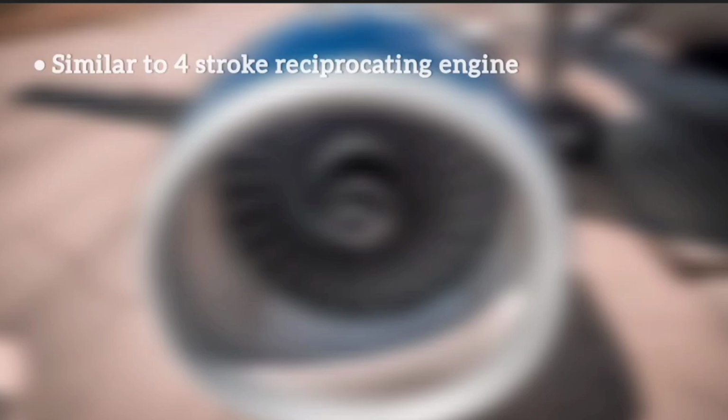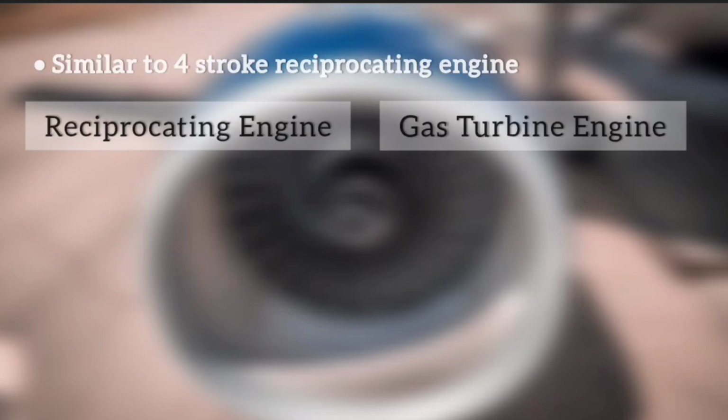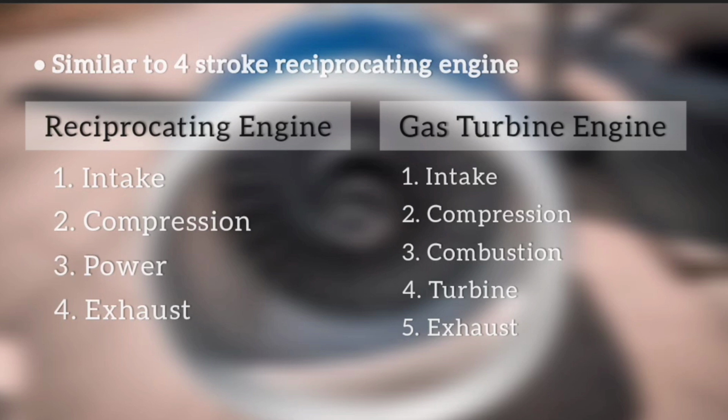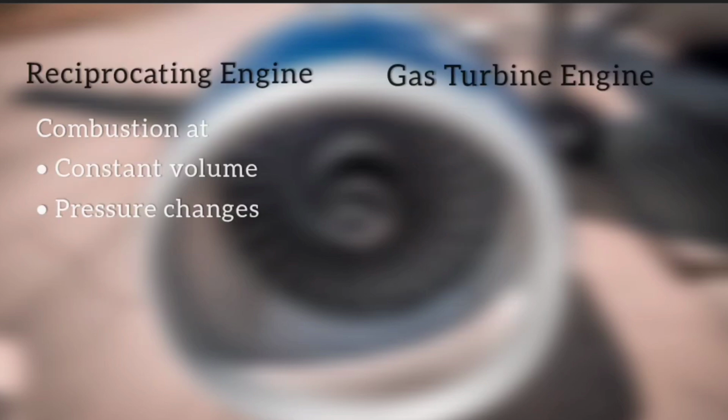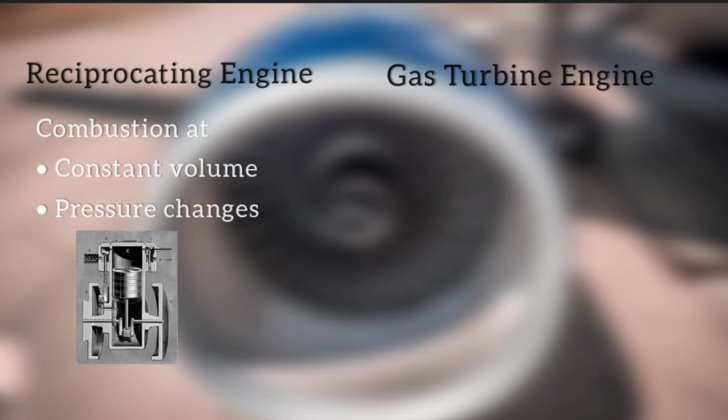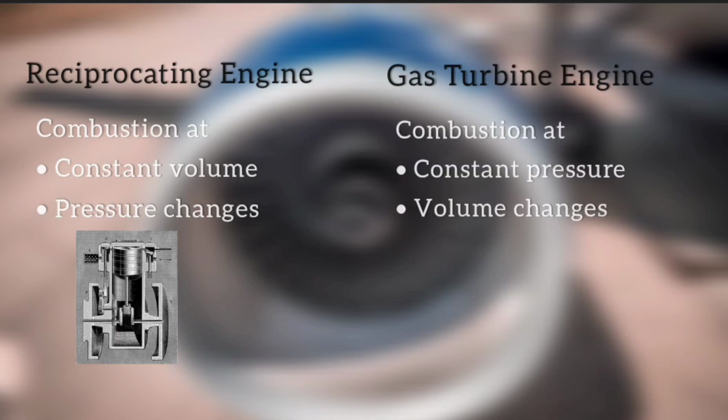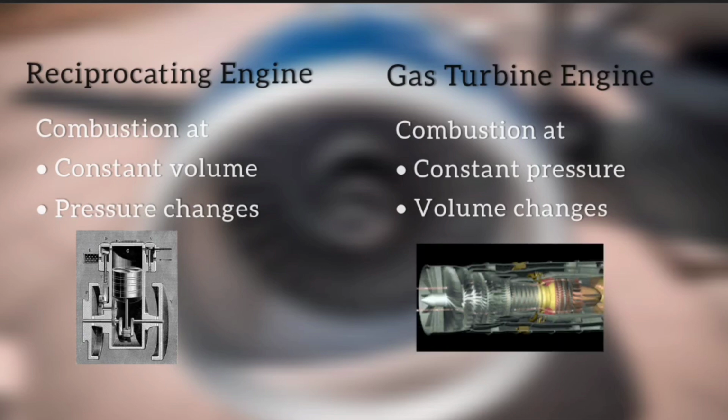The working process is similar to the 4-stroke reciprocating engine. The main difference is, in a reciprocating engine, combustion happens at constant volume, since the reciprocating engine contains a closed chamber where the volume is kept constant during combustion, whereas in a gas turbine engine, it happens at constant pressure. Let us know how a turbojet engine works.